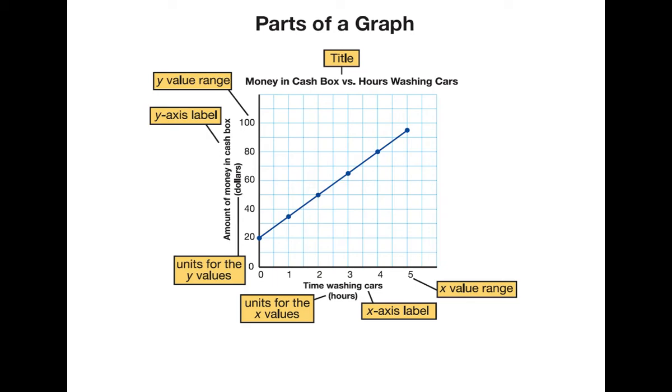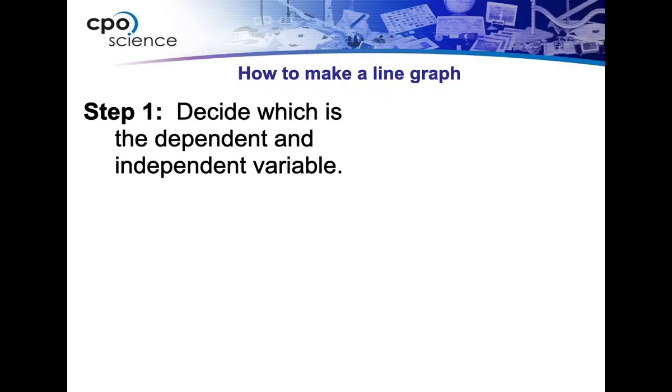And they did the same thing on the Y-axis. So if I see the amount of money in the cash box, I can see that's in dollars. So it would be $20, $40, $60. So you need to make sure you have a title. You need to make sure each axis is labeled, the numbers are labeled, and you always include units. Always include units so the person who's looking at your graph knows what that means.